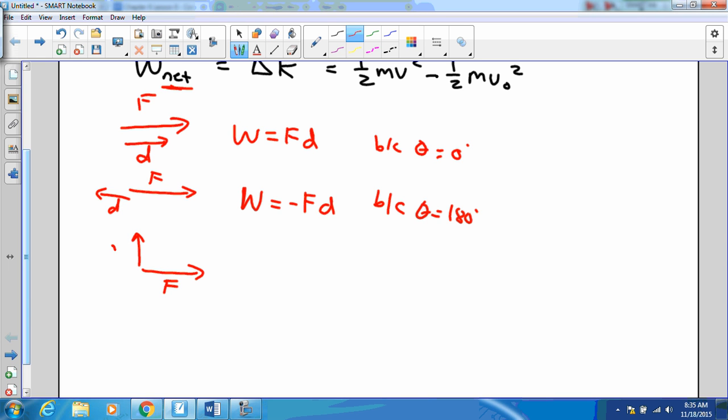And if the force is in a particular direction, and the object moves perpendicular to that direction, then the work done is 0, because the angle between the two is 90 degrees, and the cosine of 90 degrees is 0. And so our principle is that perpendicular forces never do any work. Forces perpendicular to the direction of motion never do any work.